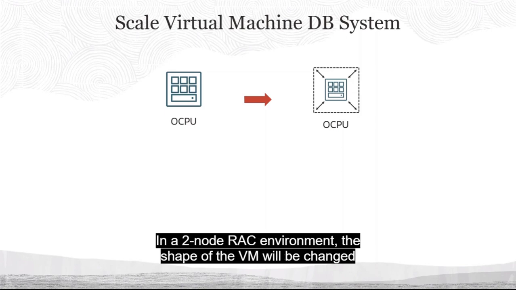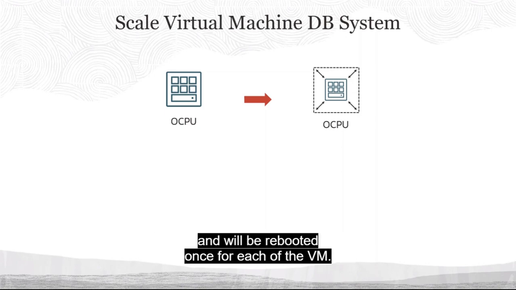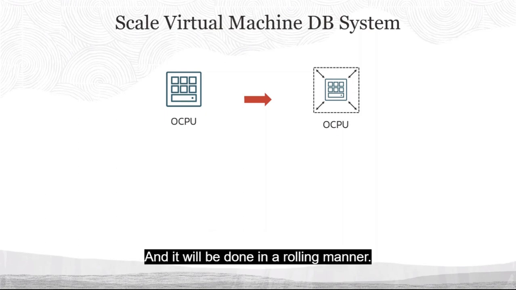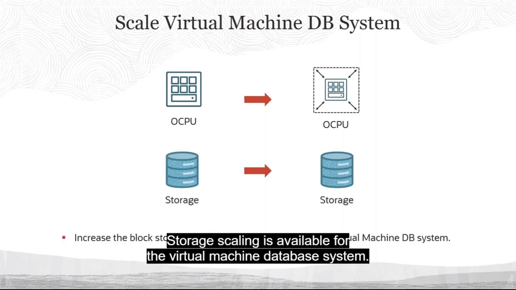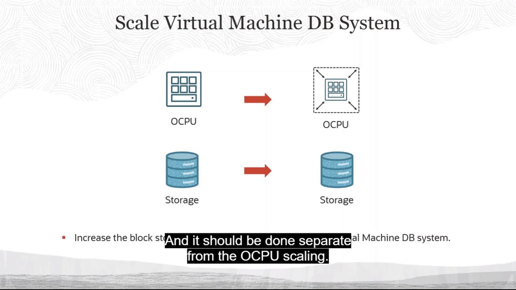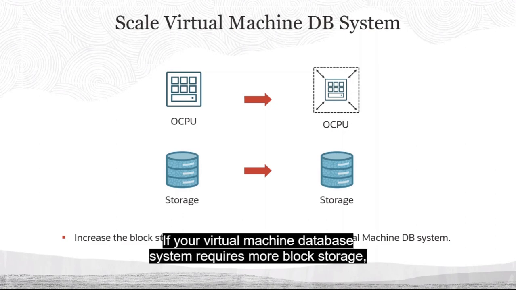In a two-node rack environment, the shape of the VM will be changed and will be rebooted once for each of the VM, and it will be done in a rolling manner. Storage scaling is available for the virtual machine database system, and it should be done separate from the OCPU scaling. If your virtual machine database system requires more block storage, you can increase the storage at any time online without any impact to the system.